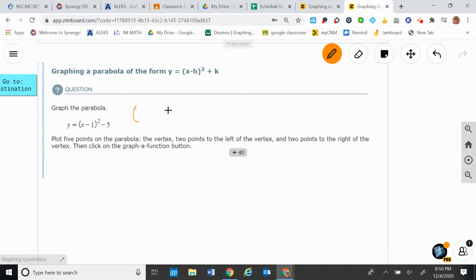Try this one. What would be the vertex here? Okay, the opposite of -1 is 1, and then -5. That's it. Easy enough, right?